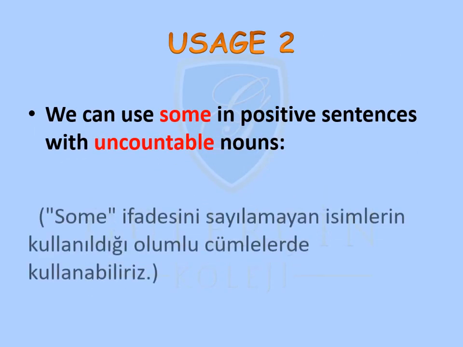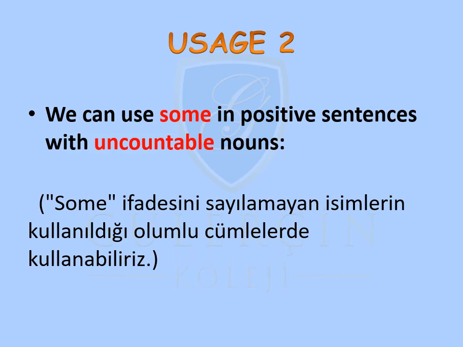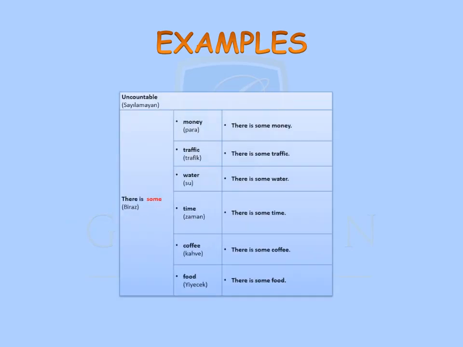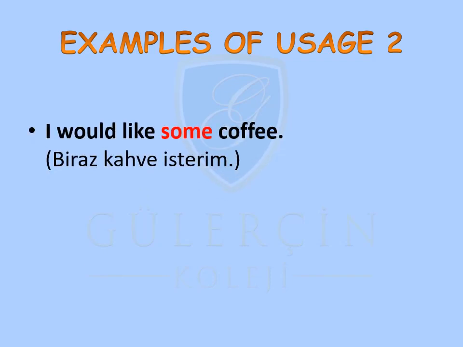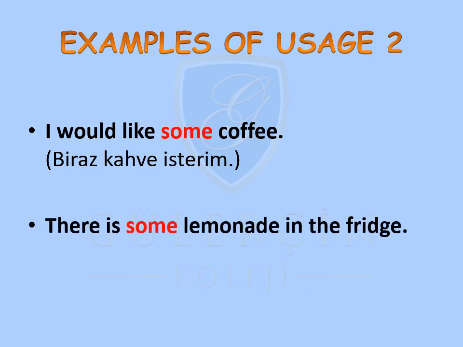Usage 2. We can use some in positive sentences with uncountable nouns. Examples: there is some money, there is some traffic, there is some water, there is some time, there is some coffee, there is some food. More examples of usage 2. I would like some coffee. There is some lemonade in the fridge.